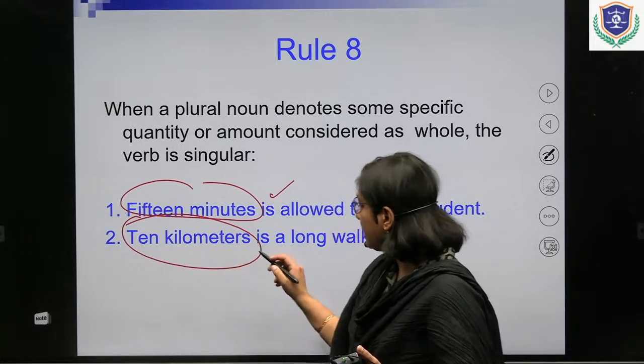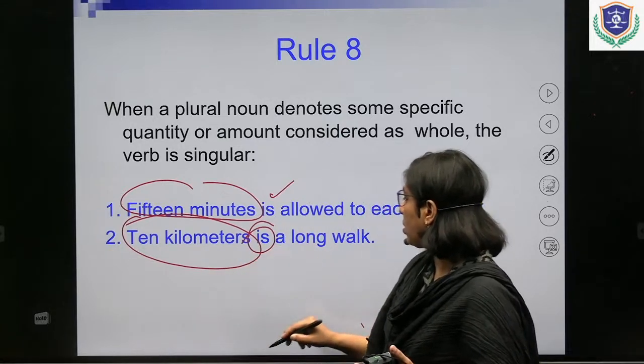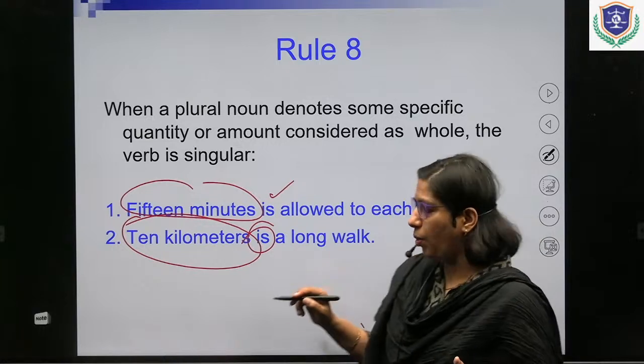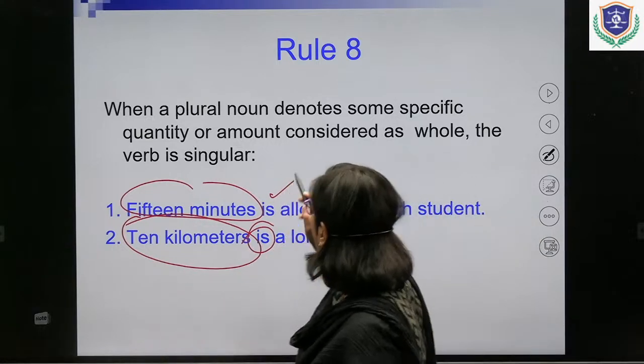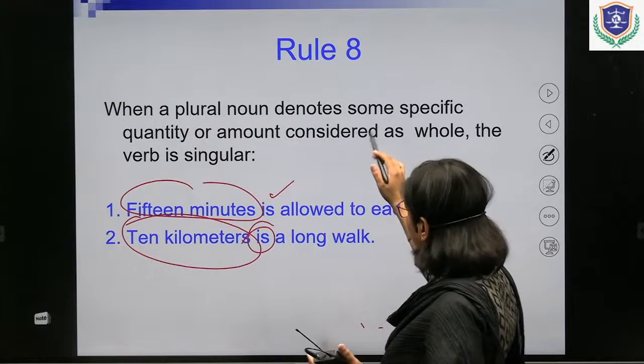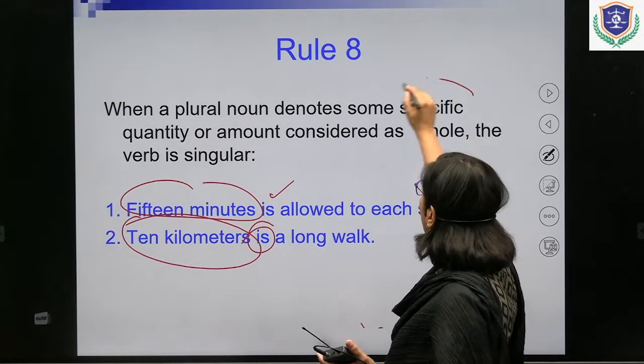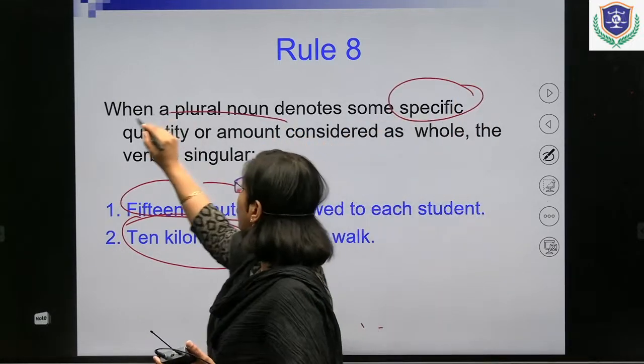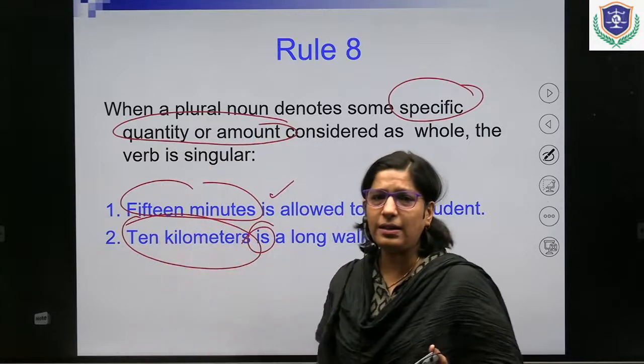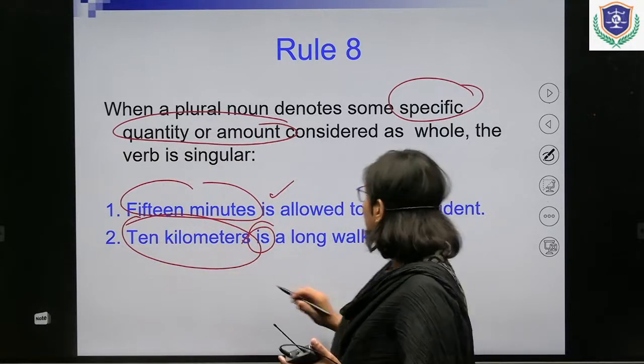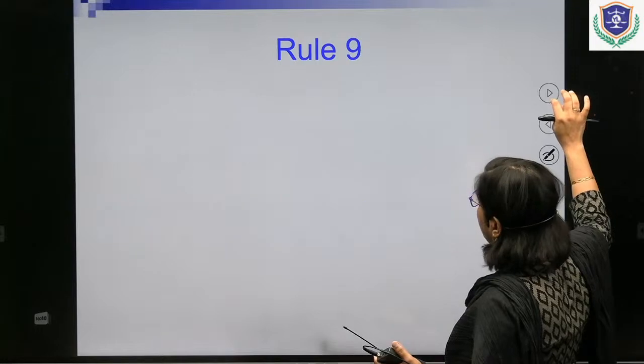10 kilometers is a long walk. So the point being that whenever we have plural nouns but which are denoting some specific quantity or amount, then we are to consider a singular verb. Okay.